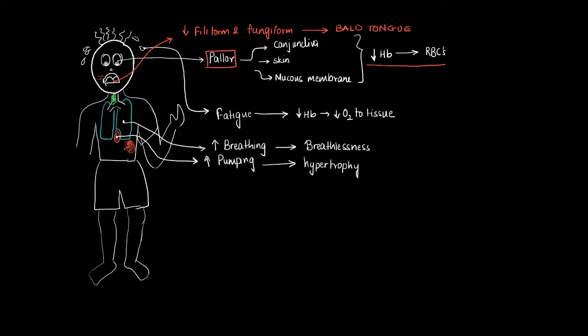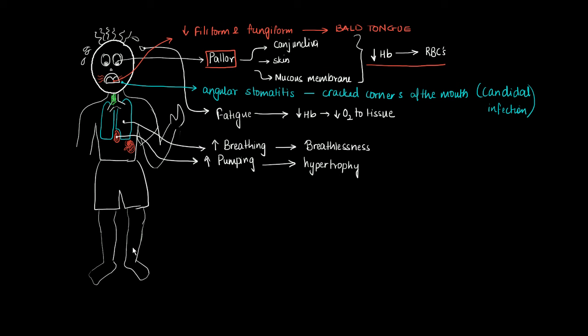Iron deficiency anemia patients also present with angular stomatitis. Herein there is cracking of the corner of the mouth, cracked corner of the mouth. These patients may also present with candidiasis, candidal infections. Many of these patients also present with leg cramps, which is an intermittent claudication-like pain.